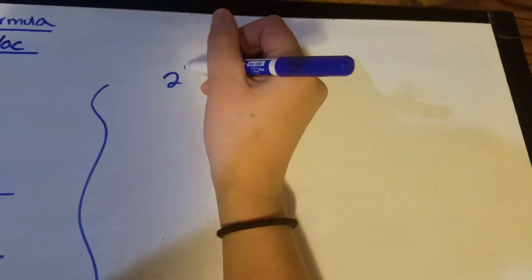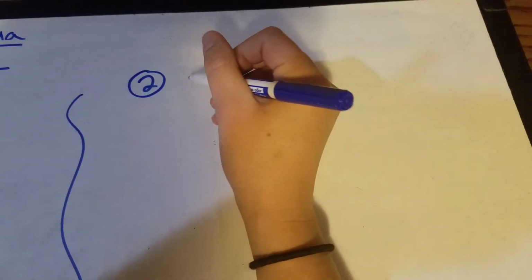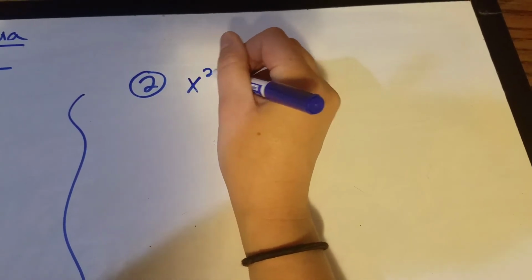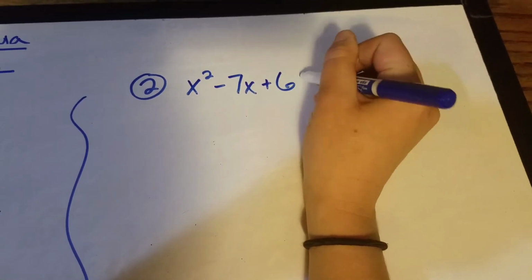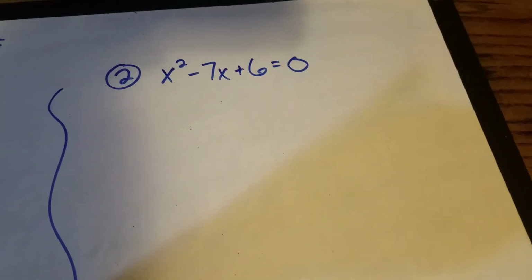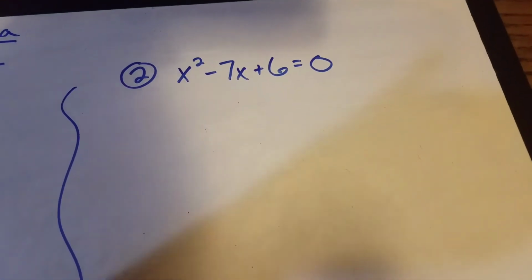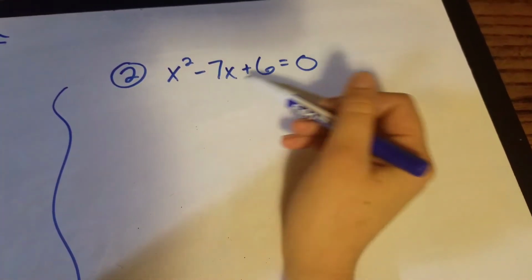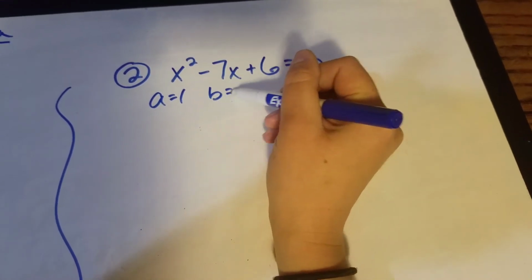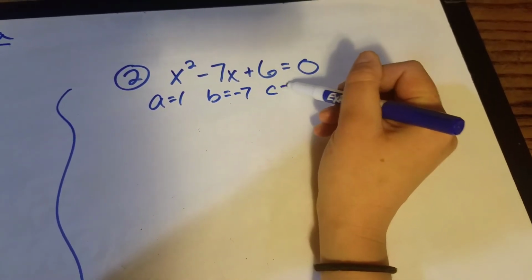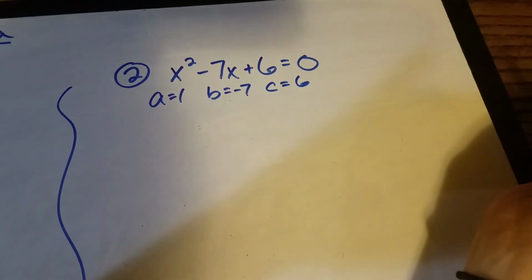All right, so if we look at another one, I'm just going to erase that so I have some room. Okay, so if we do number 2, and we do x squared minus 7x plus 6 equals 0. Okay, so if we go ahead and do this one, it's already set equal to 0, so we can identify our a as 1, our b is negative 7, and our c value is 6.